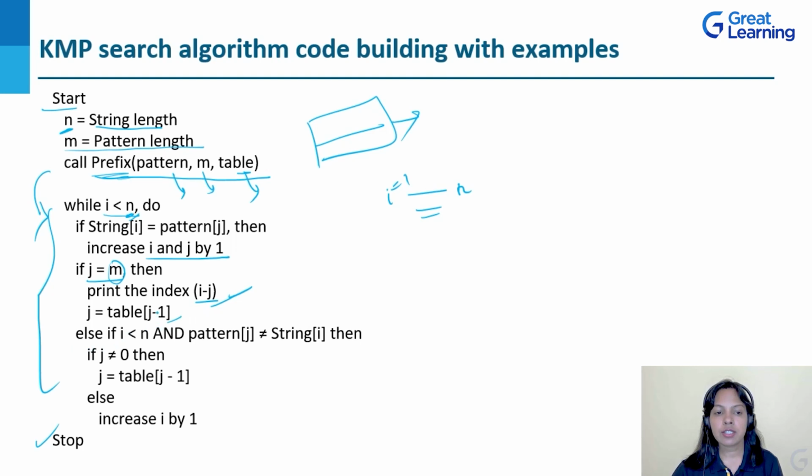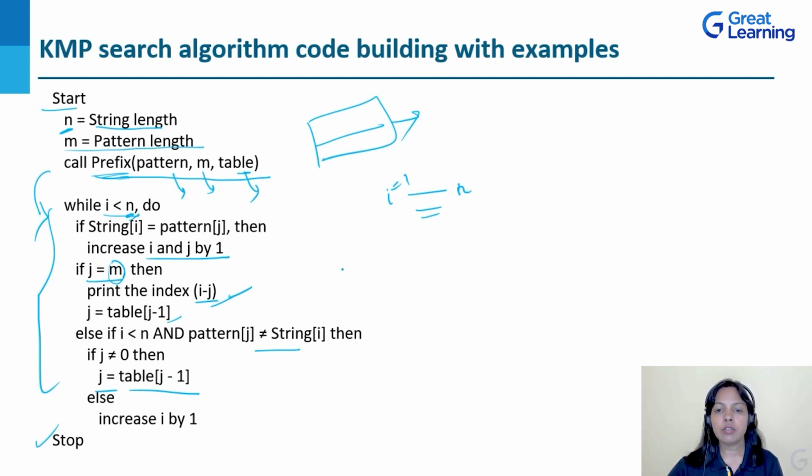Now the else condition is that if the pattern is not matching, then in that case what has to be done? If the pattern is not matching and I is less than n, and you have not reached the end of the string, still there are characters in the string, then you have to decrement j only, right? And to decrement j, where? So j will be decremented to 1 less than where j was pointing.